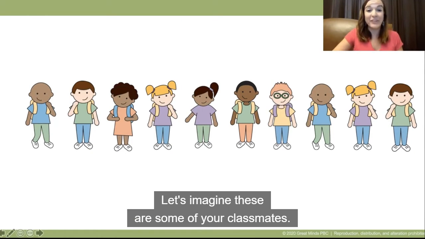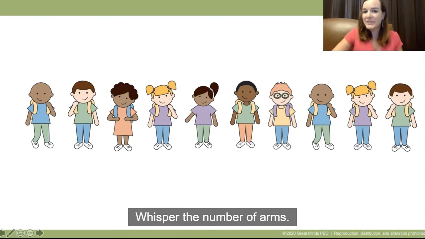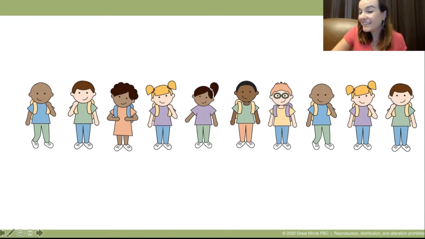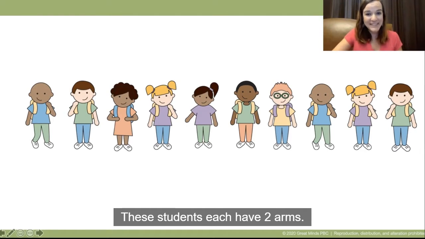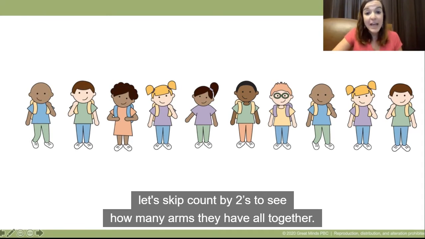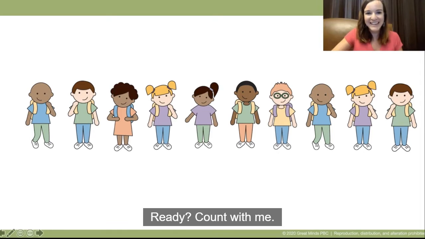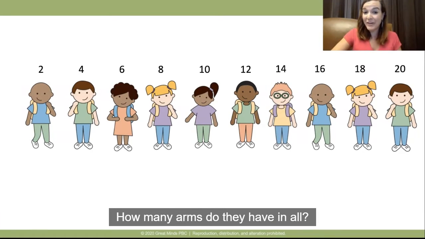Let's imagine these are some of your classmates. Think about how many arms each student has. Whisper the number of arms. Did you say 2? Yes, these students each have 2 arms. Since each student has 2 arms, let's skip count by 2s to see how many arms they have all together. Ready? Count with me. 2, 4, 6, 8, 10, 12, 14, 16, 18, 20. How many arms do they have in all?